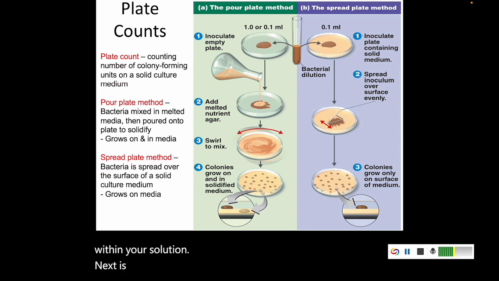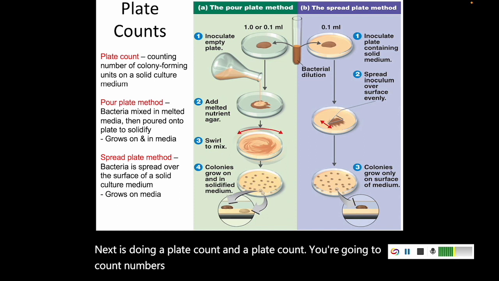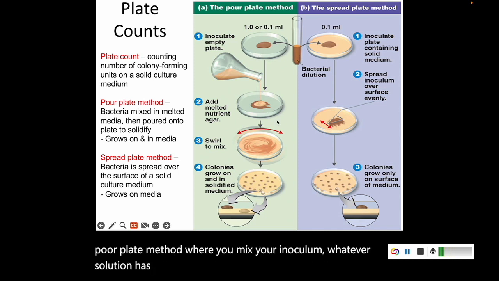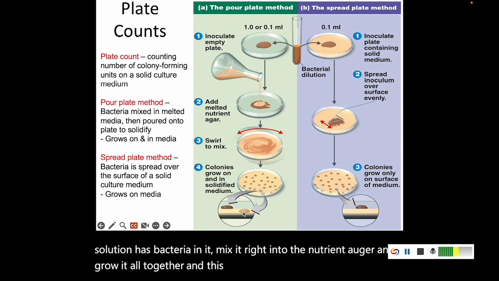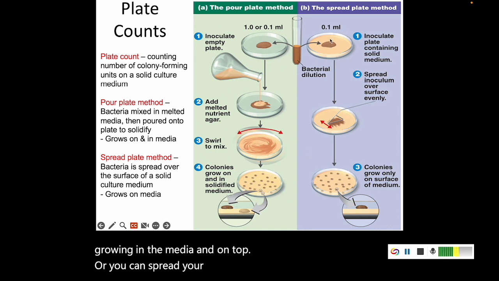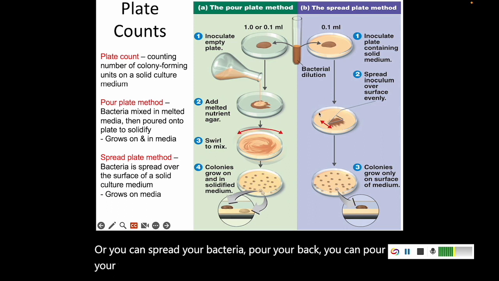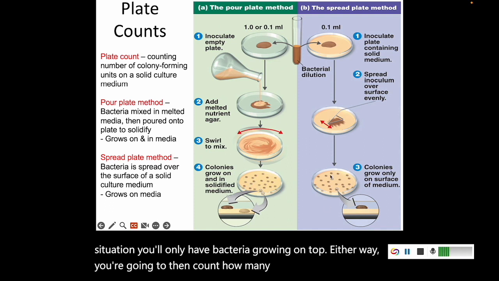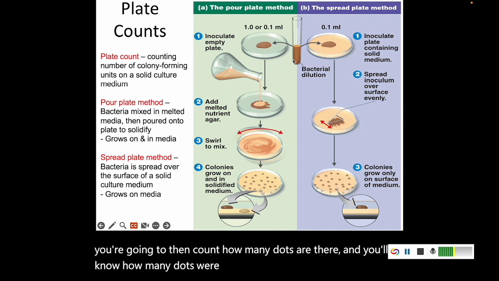Next is doing a plate count. In a plate count, you're going to count numbers of bacteria on a plate. You can either do it in a pour plate method, where you mix your inoculum, whatever solution has bacteria in it, right into the nutrient agar and grow it all together. In this situation, you'll have bacteria growing in the media and on top. Or you can spread your bacteria around on top of the agar. And in this situation, you'll only have bacteria growing on top. Either way, you're going to then count how many dots are there, and you'll know how many dots were in your initial solution.